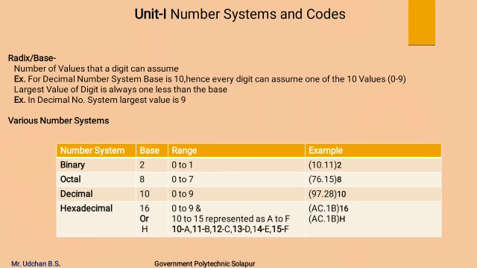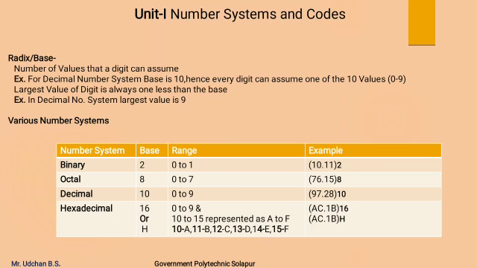There are various number systems: the binary number system, octal number system, decimal number system, hexadecimal number system. The binary number system has a base of 2. The range starts from 0 to 1. Octal number system has a base of 8. The range starts from 0 to 7. Decimal number system has a base of 10. The range starts from 0 to 9.